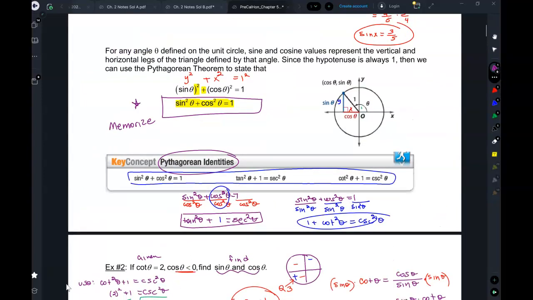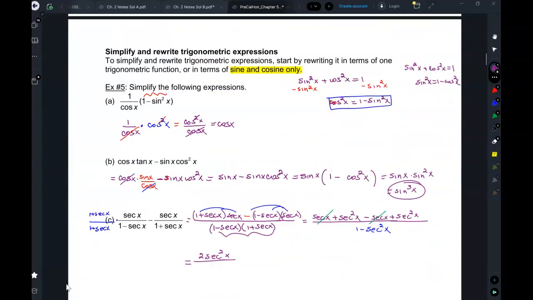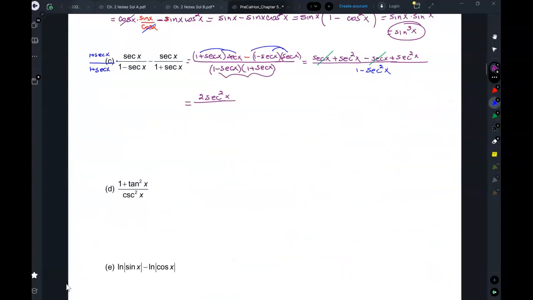Let's go to the identities. What's 1 minus secant squared x? Is it tangent or negative tangent? It's negative tangent. So look, tangent squared x plus 1 is secant squared x, right? 1 minus secant squared x means you have to bring the tangent to the other side. So this is negative tangent squared x.